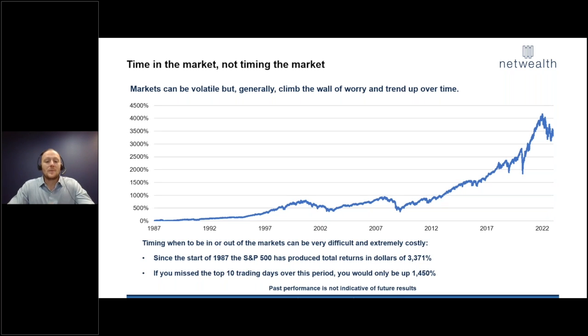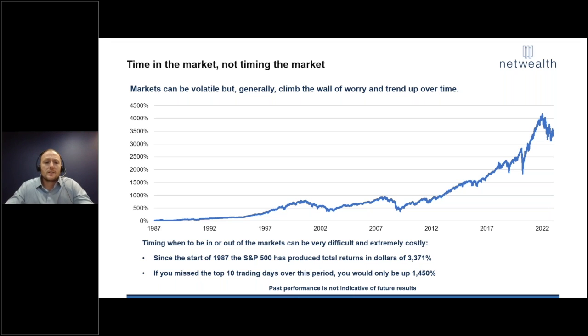So, I did touch upon this earlier, but it's really worth reiterating that we think it's so important to focus on time in the markets rather than timing the market, trying to call the tops and the bottoms. So this chart looks at the S&P 500 going all the way back to 1987 to the end of 2022, the S&P 500 being the 500 largest companies in the US, in America.